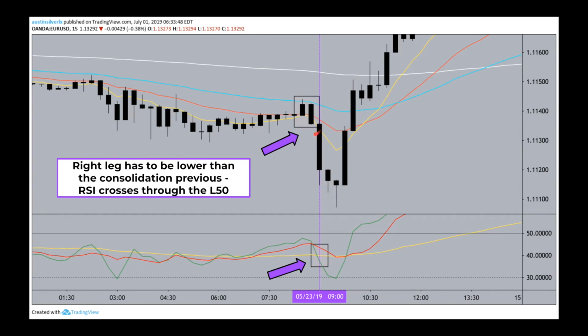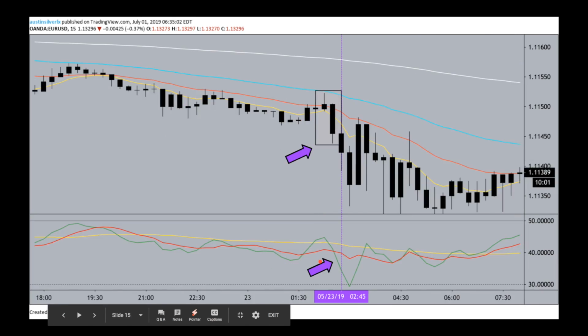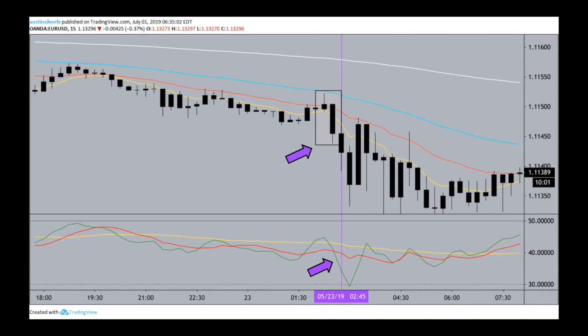Now, again, the short example: the right leg has to be lower than that previous consolidation, as it is here, coming through those solid EMAs, and again, it's confirmed on the TDI. You see, RSI decreases its value underneath the liquid 50 and underneath the trend line, and that's where we see the breakout there. So again, we're going to run through a ton of examples here just to make sure you're familiar.